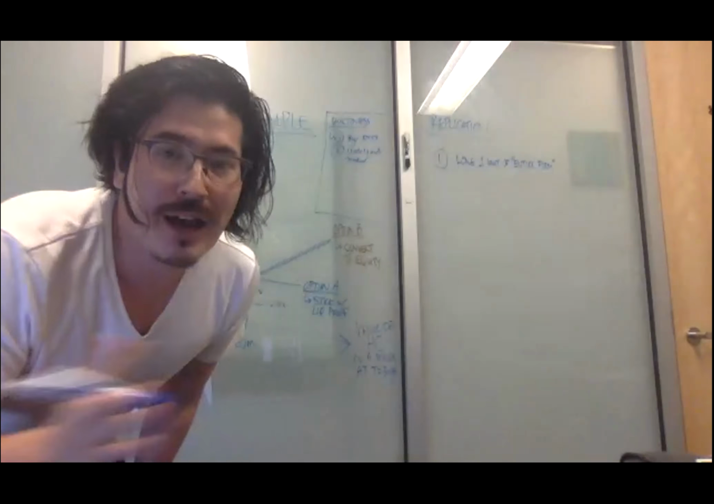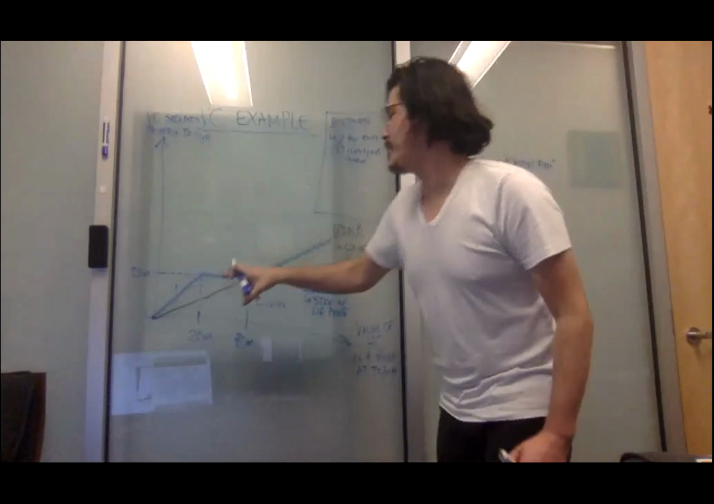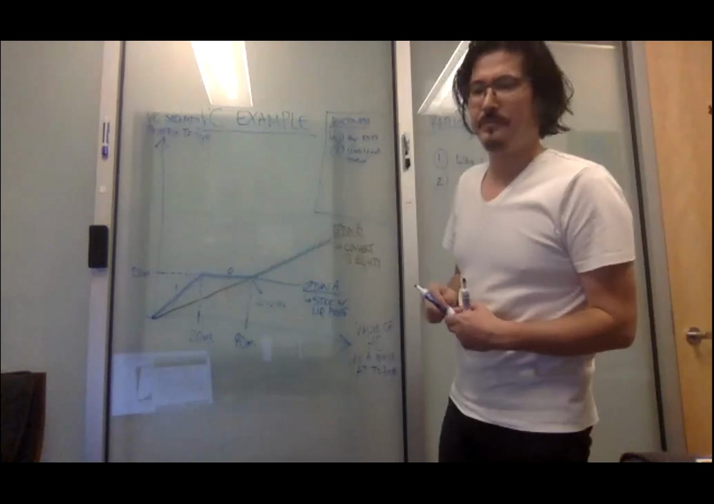So now what's next? Nonetheless. Ingredient 2. What is ingredient 2? Someone want to help me?